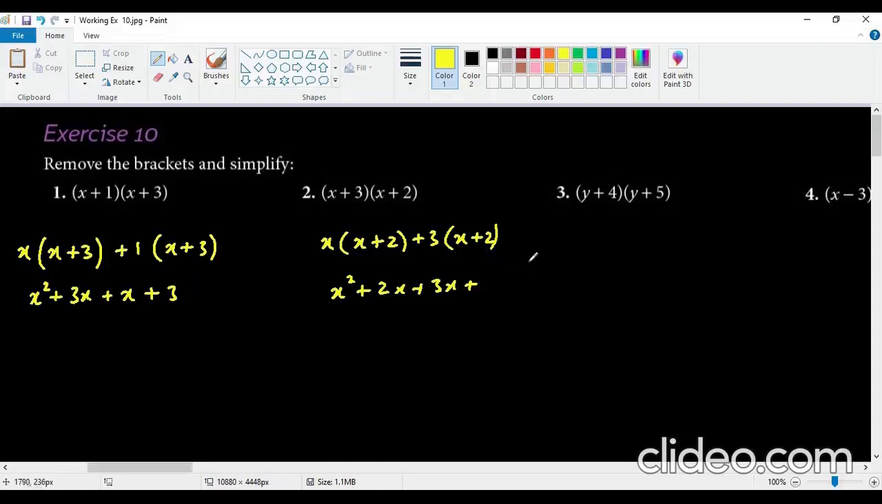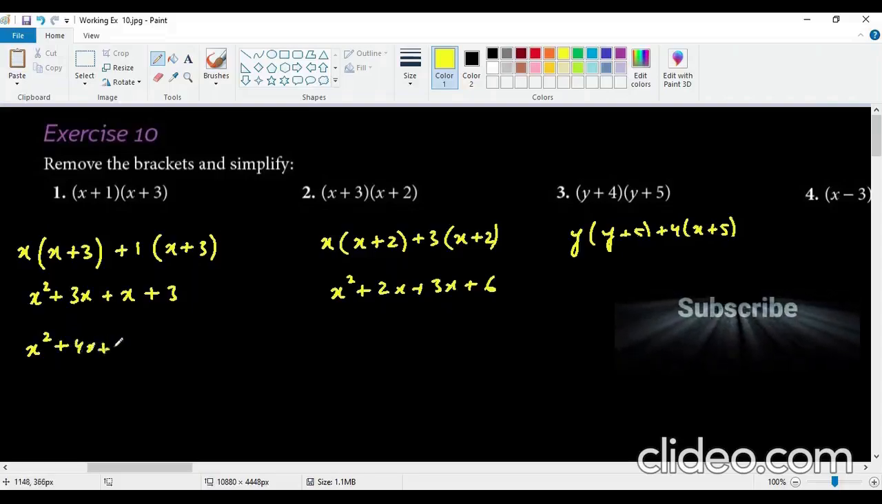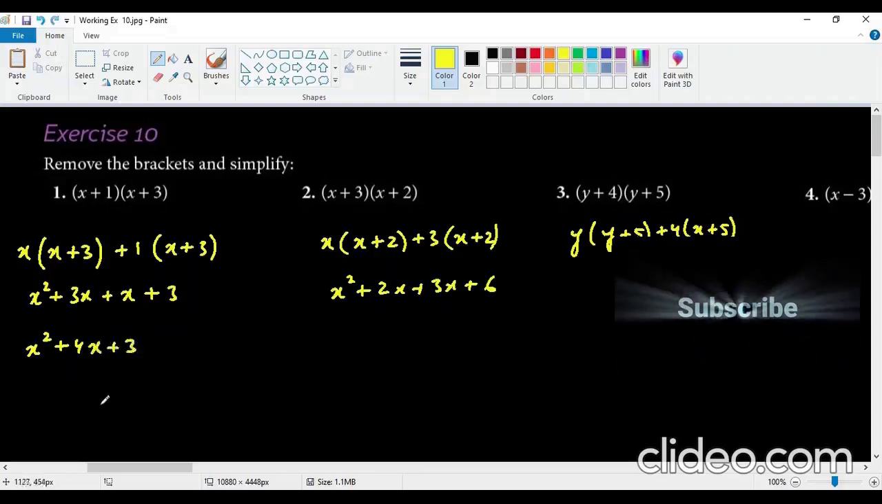In the second one, we'll do x square plus 2x and plus 3x, and plus 3 times 2 is a 6. As you can see here, I will write y first and y plus 5 I will write later. By plus 5, I'll write 2 times and plus 4 is going to be over here. Now, as you can see in the first part, x squared, 3x and 1 more x is going to give you a 4x and plus 3. 4x plus 3 is going to be your answer for the first one.